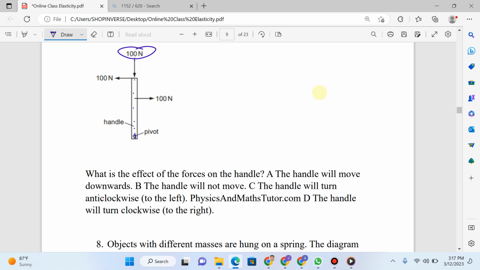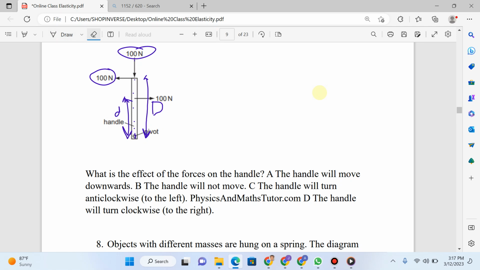But this force of 100 Newton is at a distance d from the pivot. Okay, while the other force of 100 Newton, this second one here, is at a distance from the pivot, but a bigger distance. Let me represent this with the capital letter D and the smaller one with small letter d. Now, the forces are equal, but the distances are different.